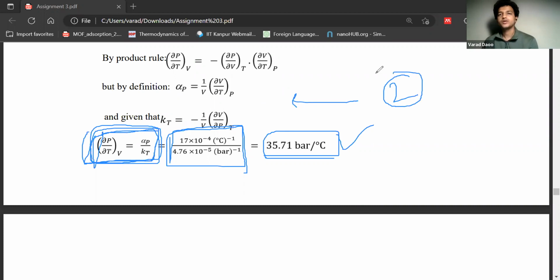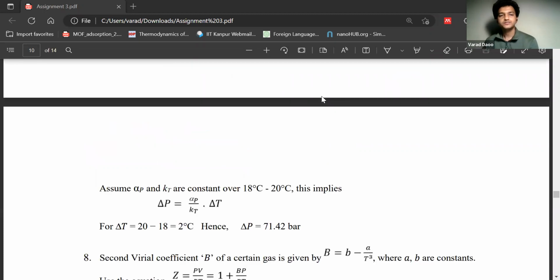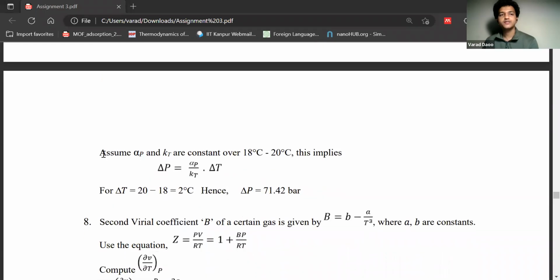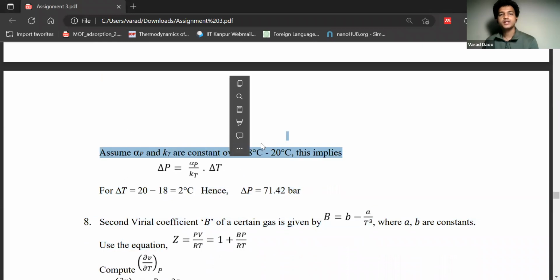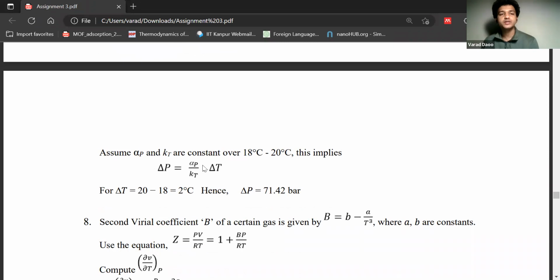So I hope you are able to understand the question. If you have any questions or doubts, you can ask. Once we get this, we get the gradient, and then we just integrate this expression, and we get delta P is equal to this multiplied by delta T. Delta T has been given to us, so we get delta P as 71.42.